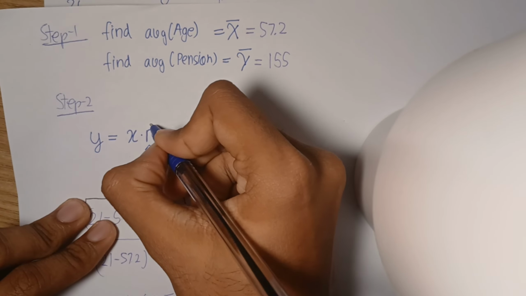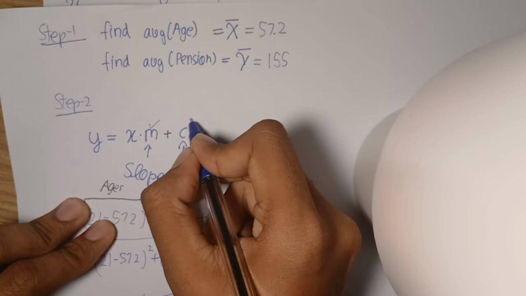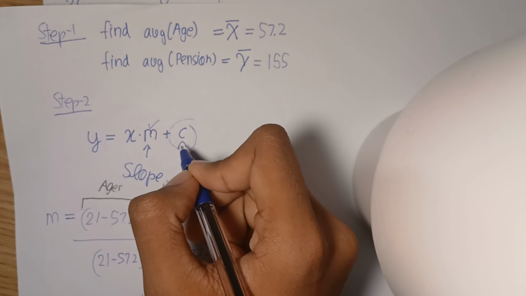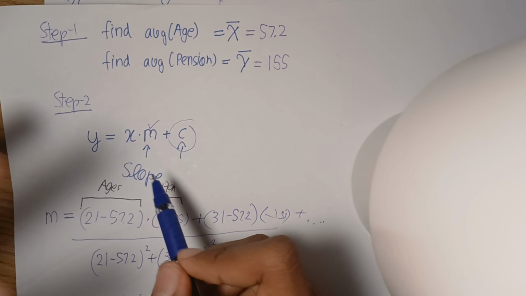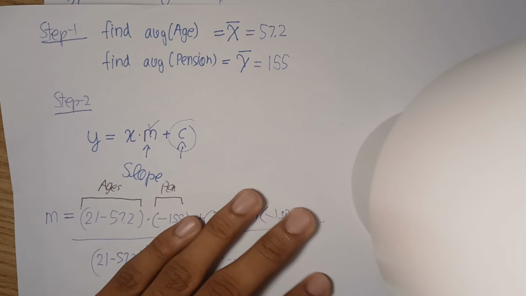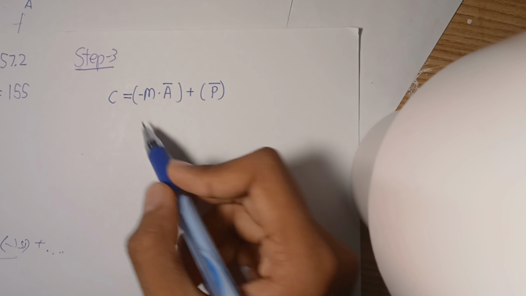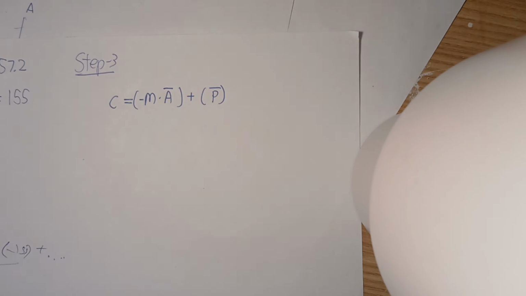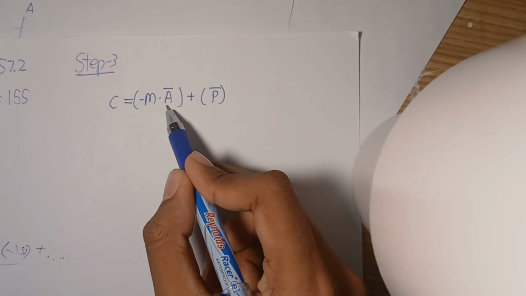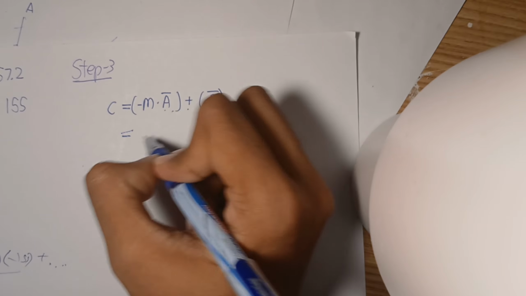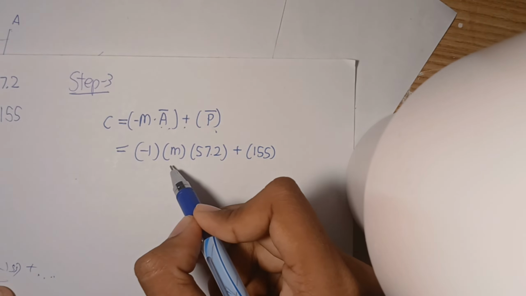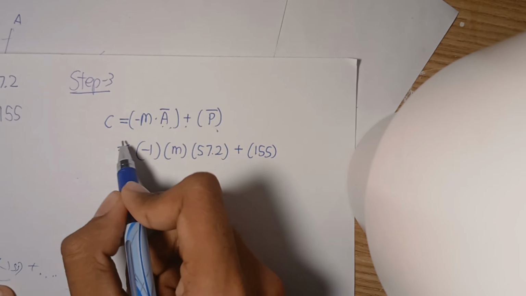Now we have the value of M. We just need to find the value of C. How do we find the value of C, you might ask? Well, this is going to be one of the easiest steps in this entire process. Step 3: C is simply equal to minus 1 multiplied by the value of M that we would have obtained, multiplied with the average value of our age, plus the average value of our pension. That gives us, for some arbitrary value of M, the value of C.